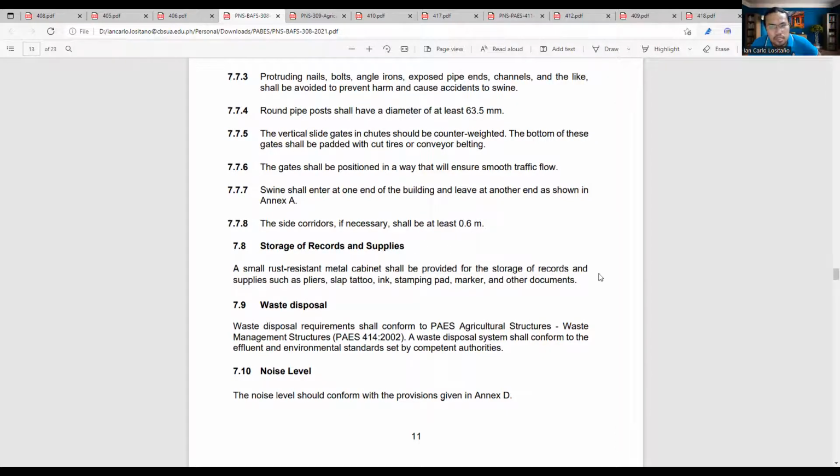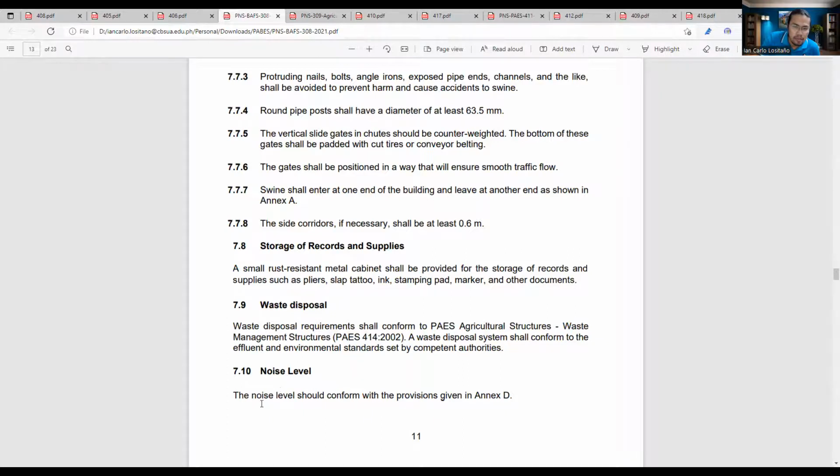Storage of records and supplies, because this is going to be a regulated facility. There should be recording of events in the facility, for example, the weight of the animals, the conditions of the animals, and possible issues of biosecurity in terms of diseases. Then for the waste disposal, again, PAS 414 is called into consideration.